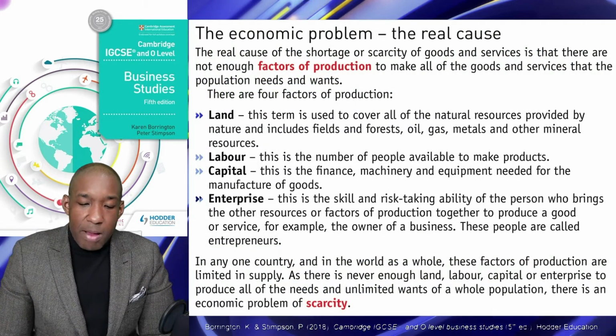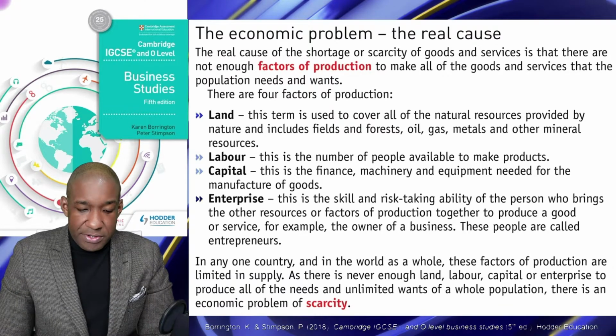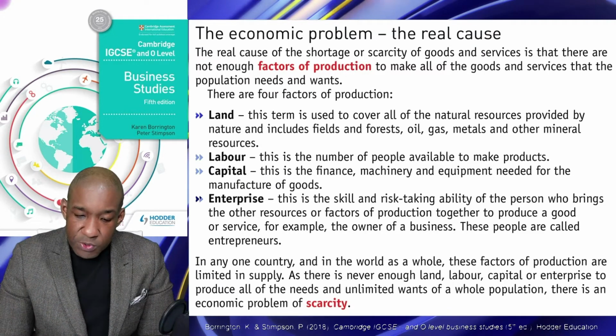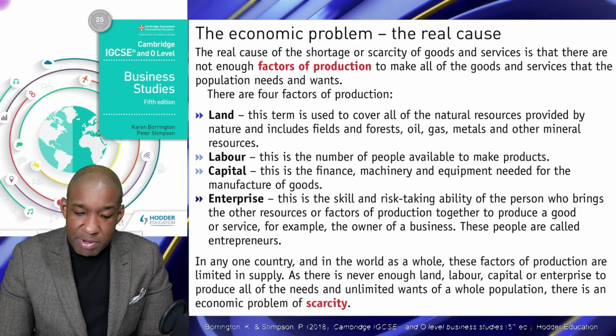The economic problem, the real cause. This is very important and you need to pay attention to this slide. If you forget it, just rewind it, rewatch it. The real cause of the shortage or scarcity of goods and services is that there are not enough factors of production to make all of the goods and services that the population needs and wants. There are 4 factors of production.